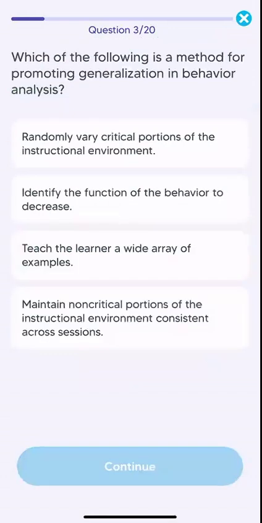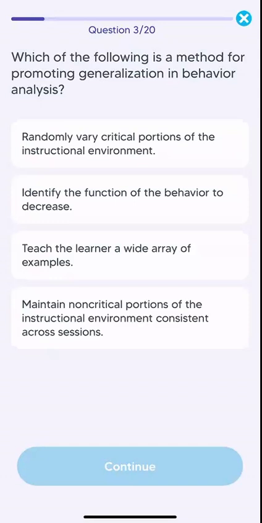Read, please. Which of the following is a method for promoting generalization in behavior analysis? Randomly vary critical portions of the instructional environment, identifying the function of the behavior to decrease, teach the learner a wide array of examples, maintain non-critical portions of the instructional environment consistent across sessions.